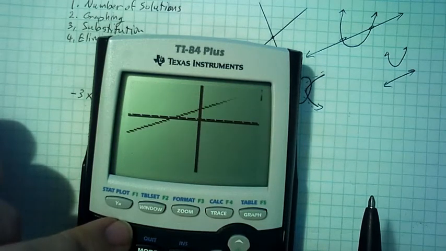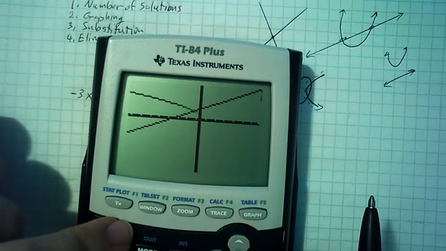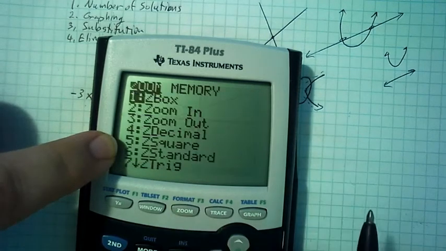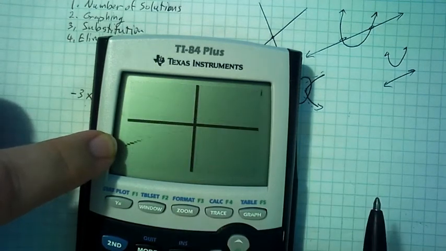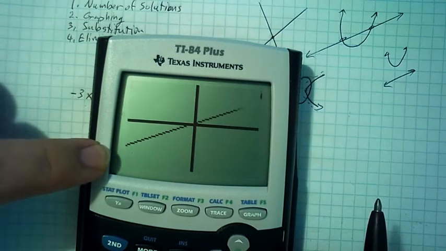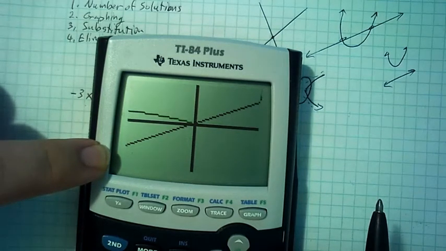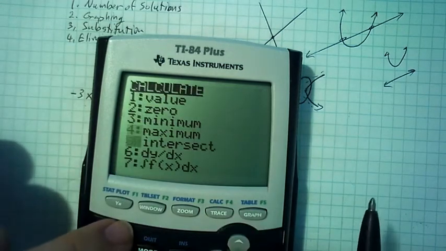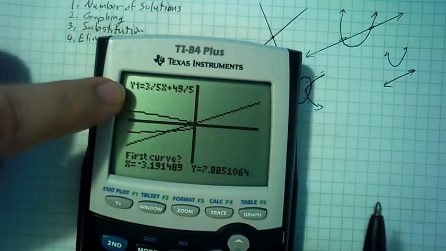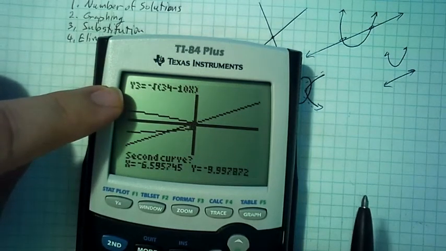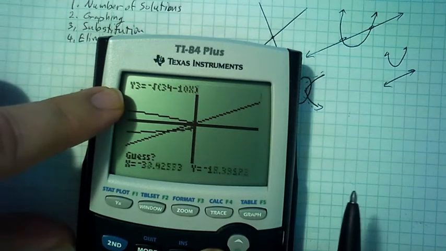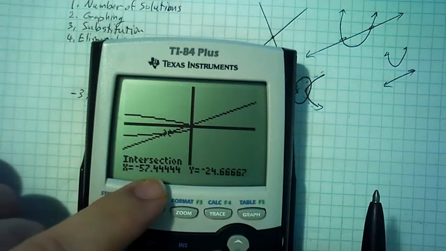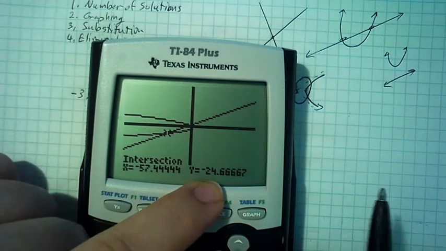So here's my line. There's the top half of my parabola. There's the bottom half. Still not crossing on screen. So I'm going to zoom out again. There's my line. Top half. Bottom half. And there's my intersection. So now I can do it. Intersect. Again, it's y1, my line. And I need y3, because that's the bottom half of this parabola. And I'll get my cursor close. And there it is. Negative 57 and 4/9 and negative 24 2/3.